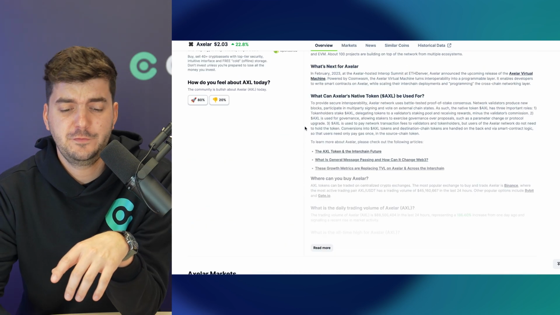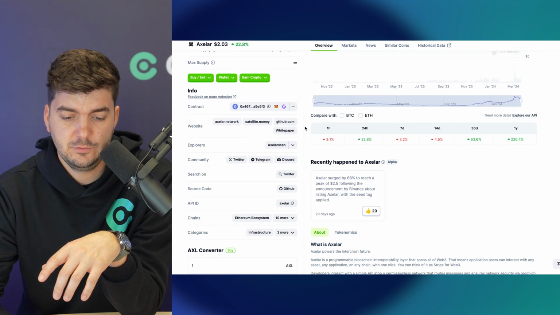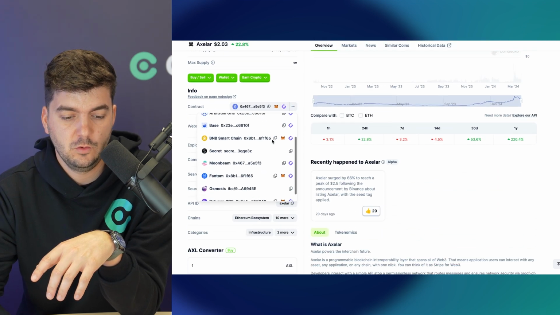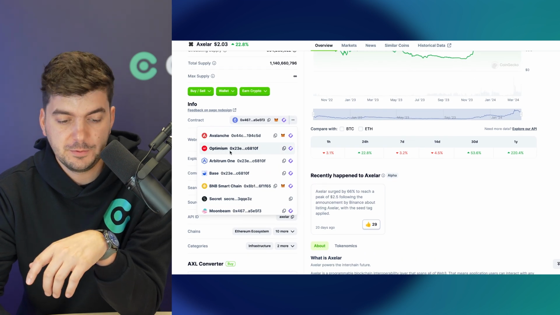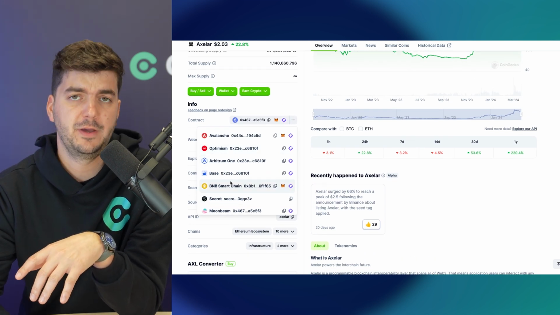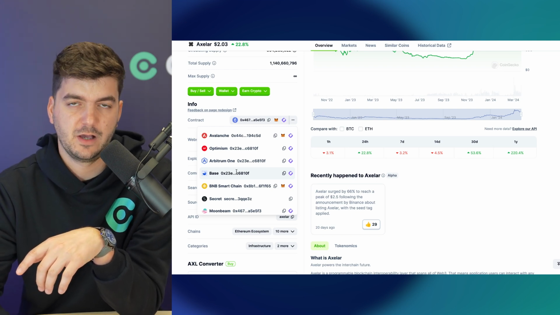And just to go back, if you are particular about on which chain you want that token, you will see that Axelar is on all the chains, and even on the new ones, new layer 2 ones like Optimism and Arbitrum. Even on Base, by the way. And I think Base will have some big noises in this upcoming year.